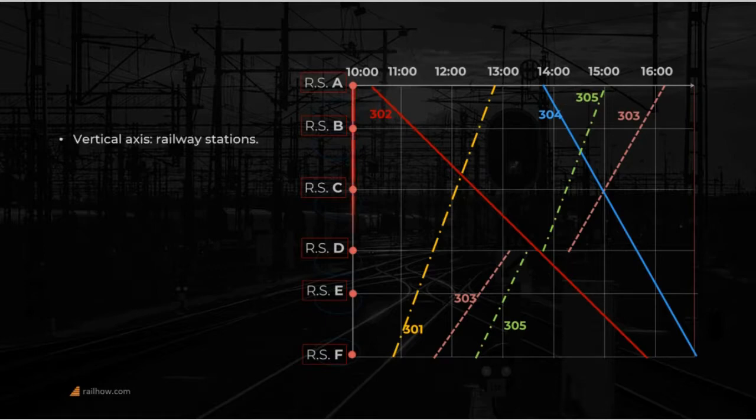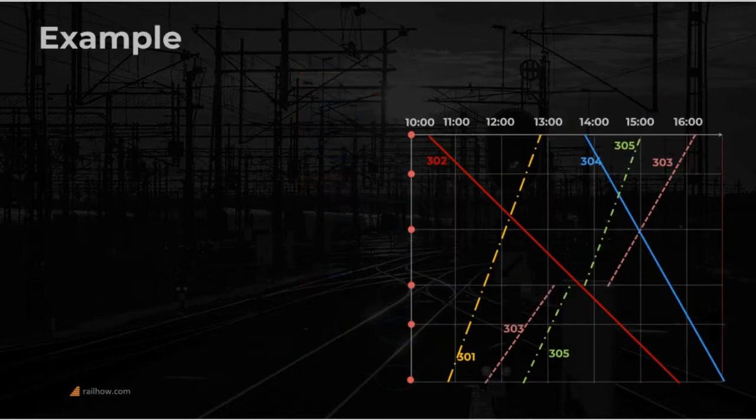The railway stations are presented in the vertical axis. The distance between them corresponds to the real kilometer distance. The horizontal axis gives the time period, here from 10 o'clock in the morning till 4 o'clock in the afternoon. The time-space diagram is explained in the following example.